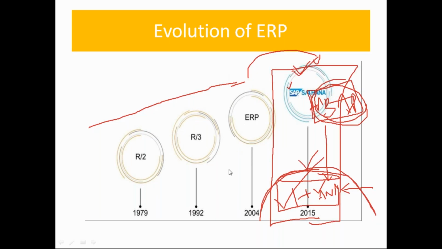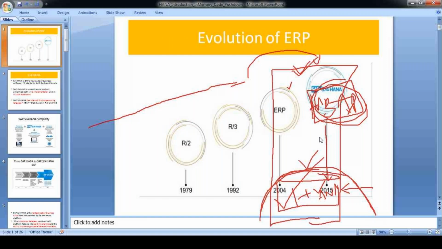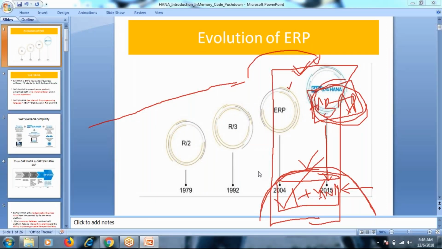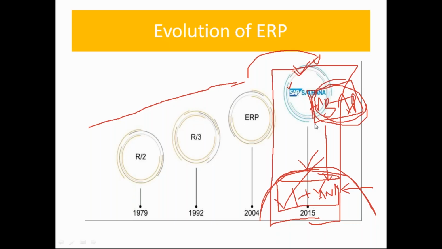Why HR ABAP? Because the nature of the HR module and other modules are different. Just by keeping that difference in mind, if you write the program, we call it collectively HR ABAP. Similarly, by keeping the HANA features in mind, we need to write your ABAP programs, and that part we call HANA ABAP.